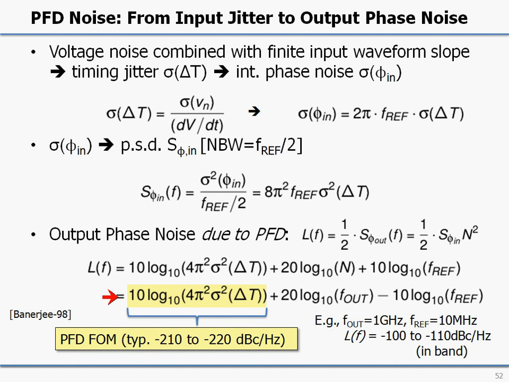If we want to compare different phase frequency detectors, we typically use this kind of figure of merit because it's independent of the particular frequencies in the PLL. This then gives us the phase frequency detector figure of merit, which in the current state of the art is in the order of -210 to -220 dBc per hertz squared. There is a square missing here.